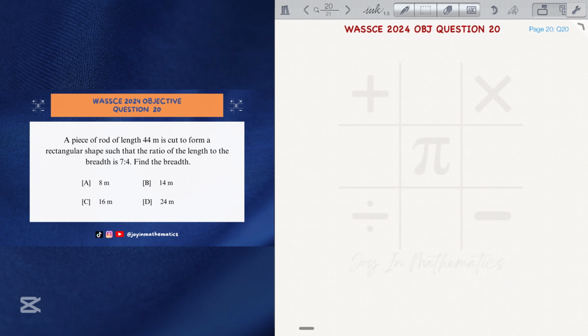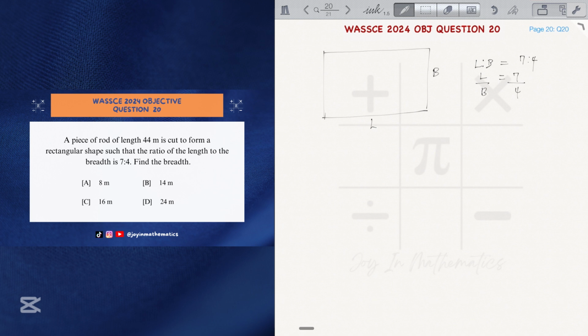Now, the piece of the rod is made to form a rectangular shape. So let's draw a rectangle. We have the length and we have the breadth. We are given that the ratio of the length to the breadth is 7/4. So L divided by B is equal to 7/4. Let's put that in mind.